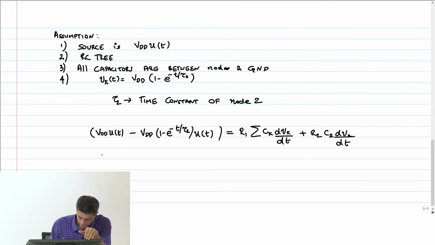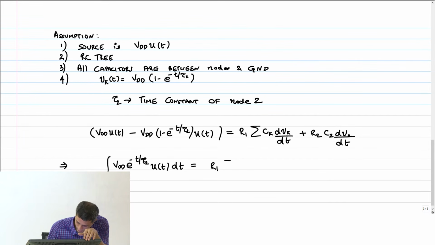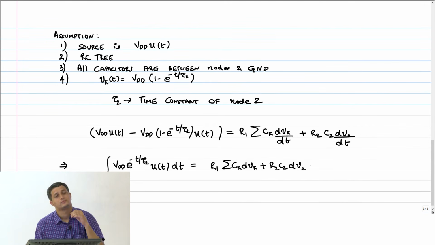So now I am going to bring dt this side. So this VDD vanishes, it just becomes VDD into e power minus t by tau 2 U of t dt. We will put the limits later. R1 into summation Ck dVk plus R2 C2 dV2. Of course, now I am going to integrate both sides.